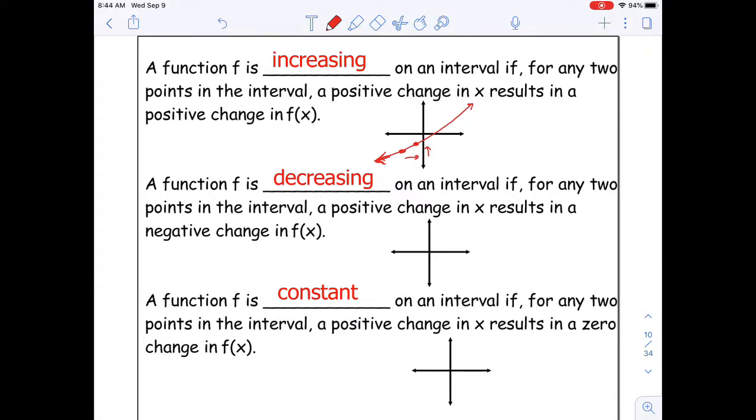So the next one: a function is decreasing on any interval if for any 2 points in the interval a positive change in x results in a negative change in y. So here is a function that is decreasing, and we can see that if you pick any 2 points, a positive change in x will result in a negative change in y. A function is constant on an interval if for any 2 points a positive change in x results in a 0 or no change in y, and that's a horizontal line.